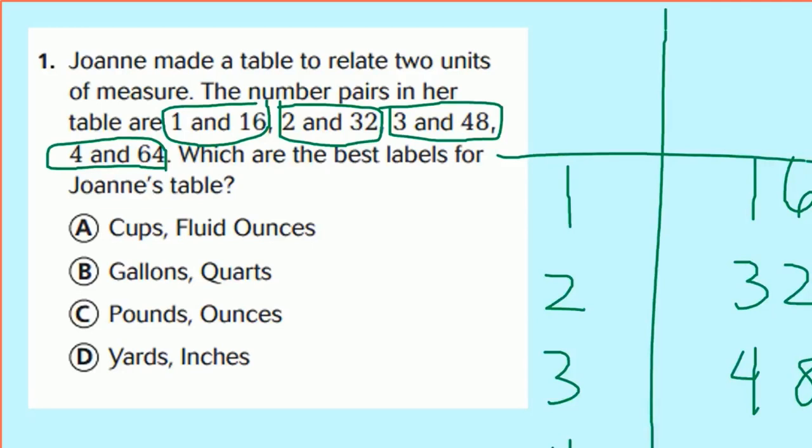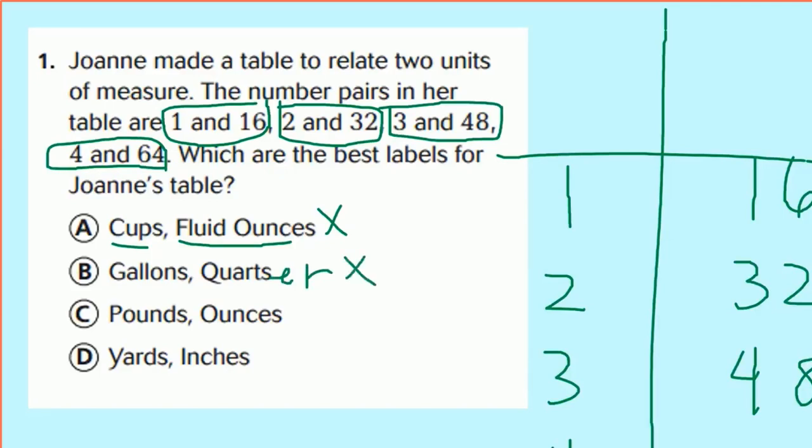Is 1 cup 16 fluid ounces? Find that on your chart. No. 1 cup is 8 fluid ounces, right? So now let's go gallons to quarts. You can look at your chart. If you don't have it, I always think quart as quarter, right? 1 gallon equals 4 quarts.